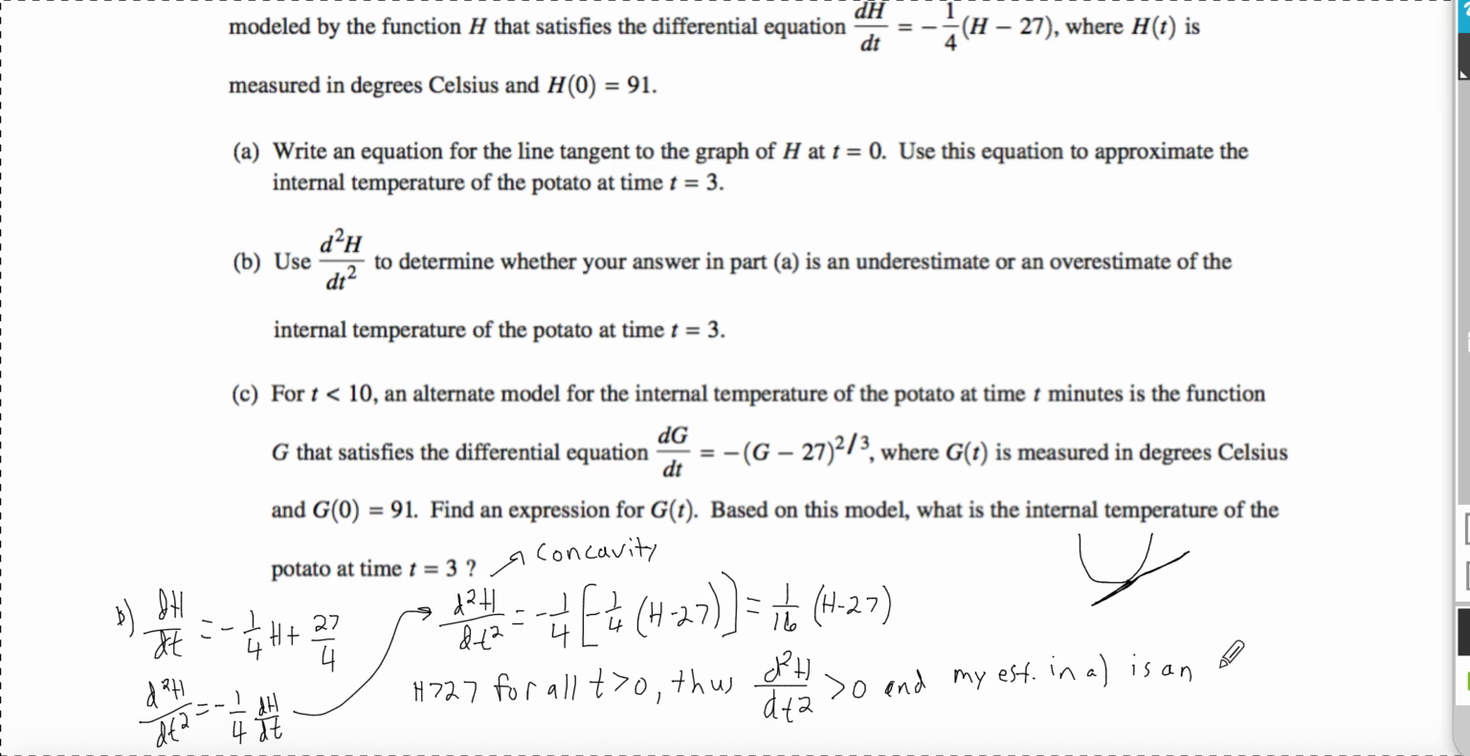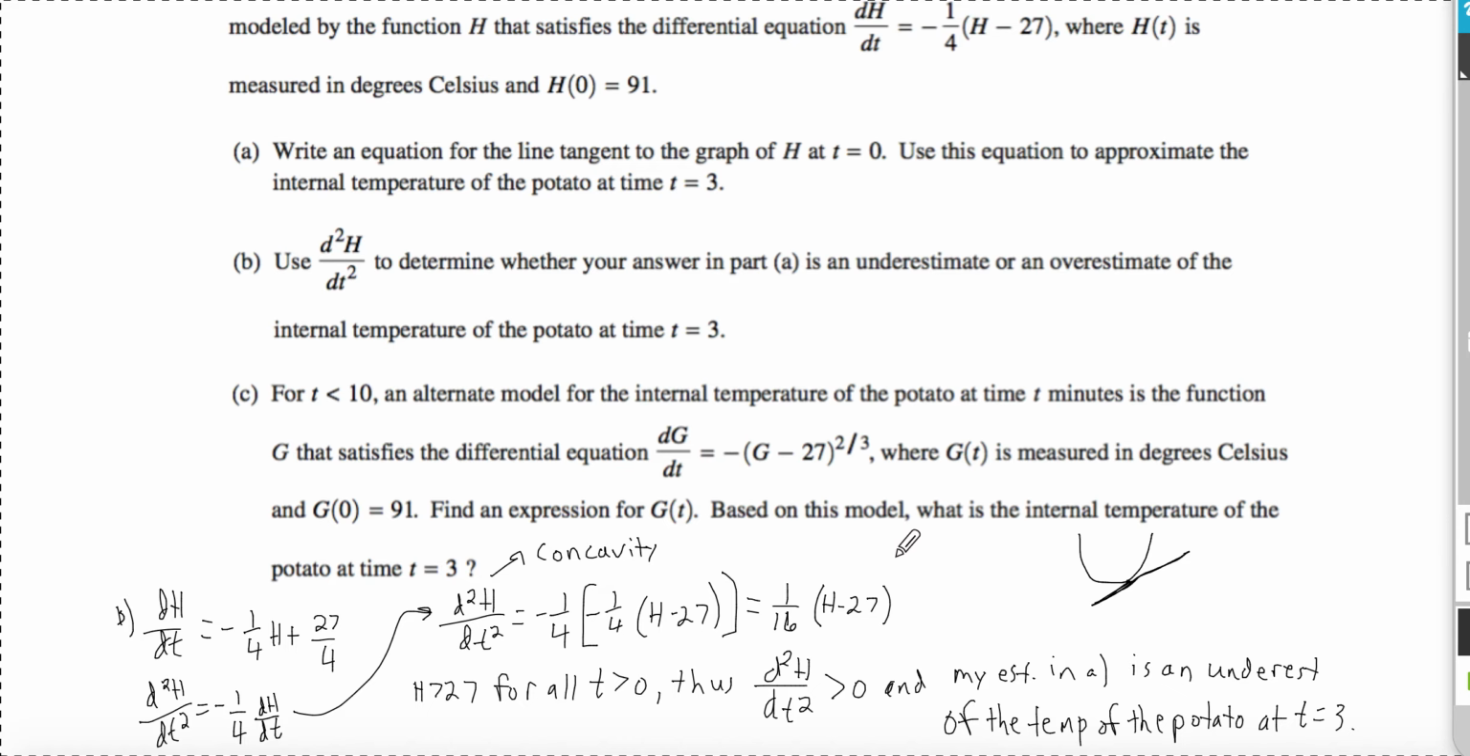So my estimate in A is an underestimate of the temperature of the potato at t equals 3. Cool. This question's an implicit differentiation question. We had to take the derivative of h, but our with respect to variable is t, so we had to remember to do our derivative implicitly before moving ahead with our conclusions.